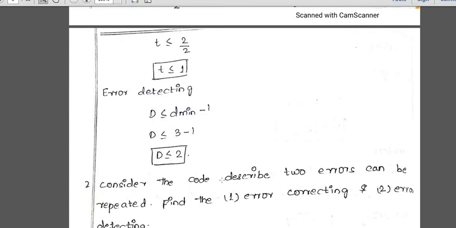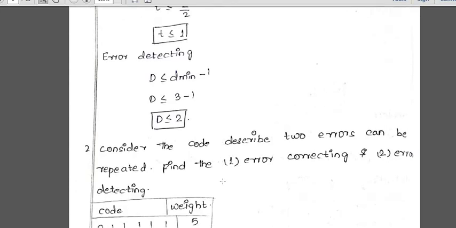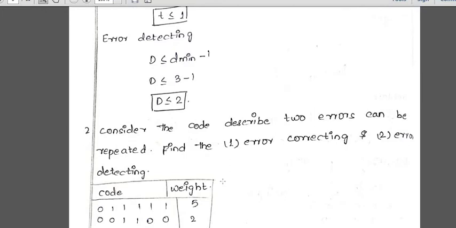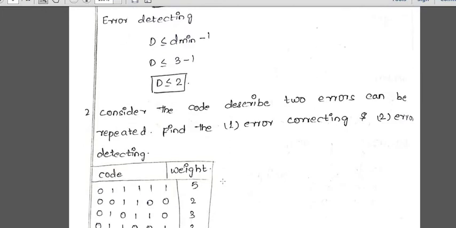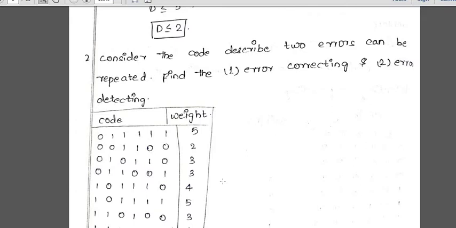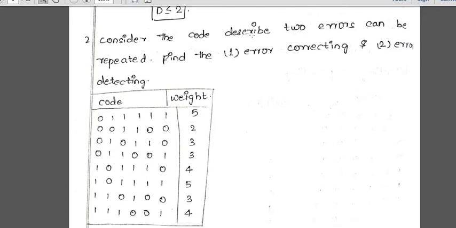I will be giving this next problem, that is your assignment, to find out the error correcting as well as error detecting capability. So this is your code word. Consider the code described by two errors that can be repeated. Find the error correcting and error detecting capability.